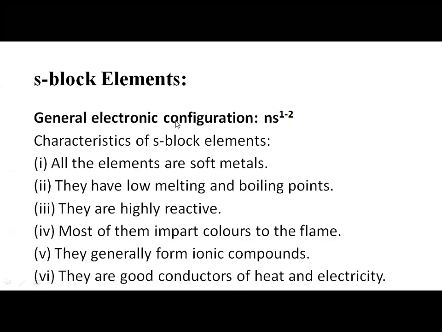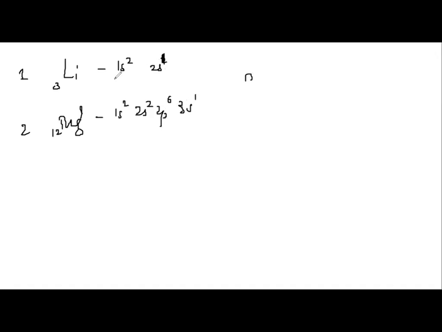So how do we explain S block elements? Let us have a view here first. S block. The general electronic configuration of S block is ns1 to 2. What does that mean? Take examples: lithium, atomic number 3, from group 1, and magnesium from group 2. Lithium is 1s2, 2s1. Magnesium is 1s2, 2s2, 2p6, 3s2. What does this 2, 3 represent? It represents the principal quantum number n.